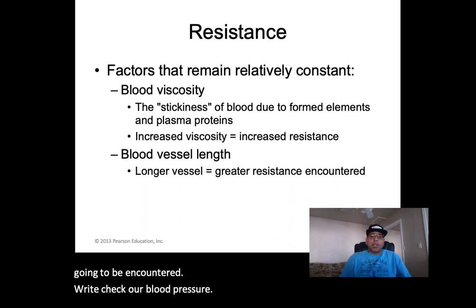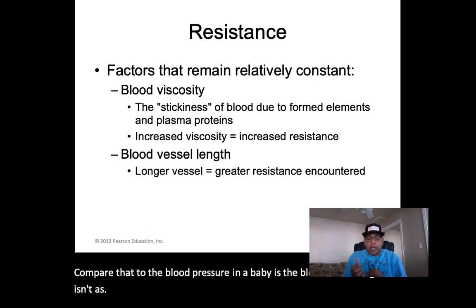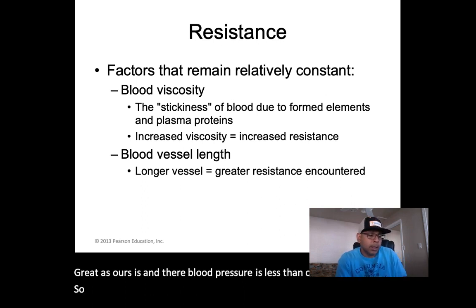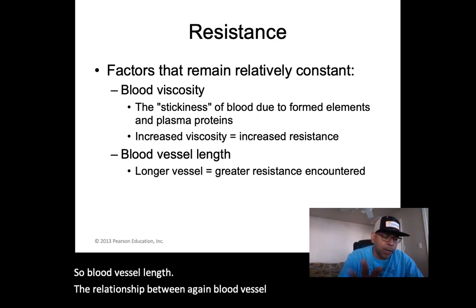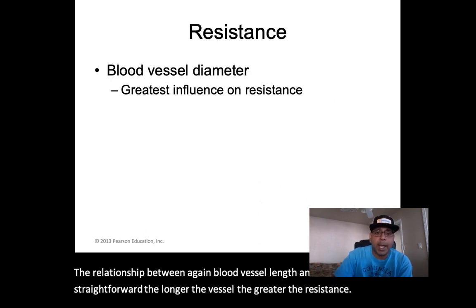Check our blood pressure. Compare that to the blood pressure in a baby. Babies' blood vessel length isn't as great as ours, and their blood pressure is less than ours. So the relationship between blood vessel length and resistance is straightforward. The longer the vessel, the greater the resistance. Third, then, is blood vessel diameter.